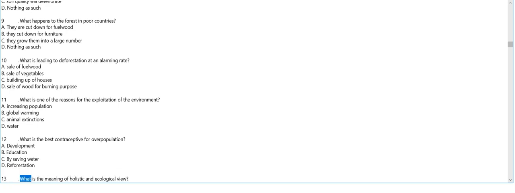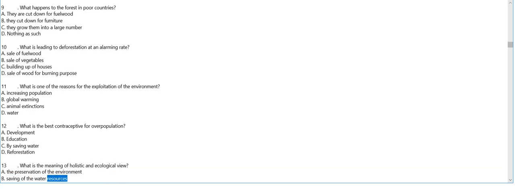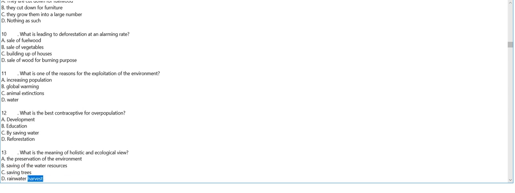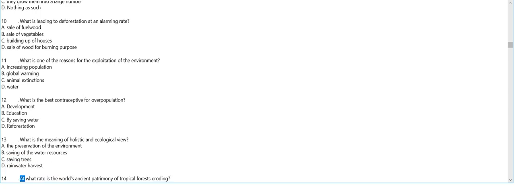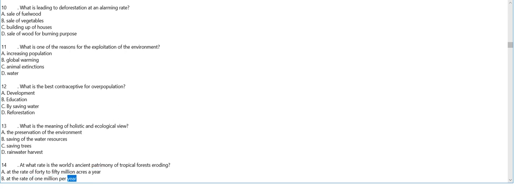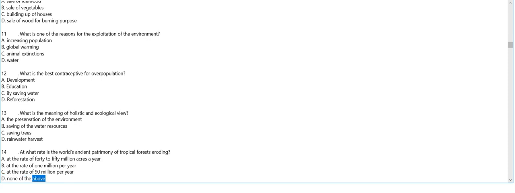13. What is the meaning of holistic and ecological view? A. The preservation of the environment. B. Saving of the water resources. C. Saving trees. D. Rainwater harvest. 14. At what rate is the world's ancient patrimony of tropical forests eroding? A. At the rate of 40 to 50 million acres a year. B. At the rate of 1 million per year. C. At the rate of 90 million per year. D. None of the above.